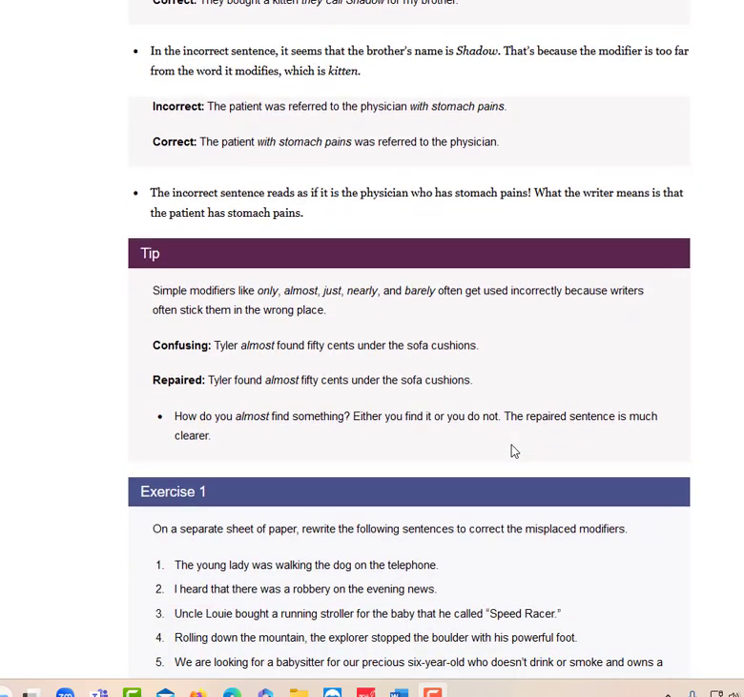Simple modifiers like only, almost, just, nearly, and barely often get used incorrectly because writers often stick them in the wrong place. Confusing. Tyler almost found 50 cents under the sofa cushions. Repaired. Tyler found almost 50 cents under the sofa cushions. How do you almost find something? Either you find it or not. The repaired sentence is much clearer.